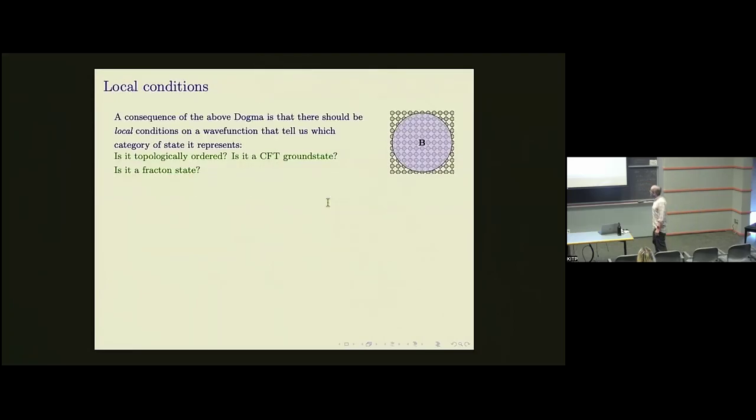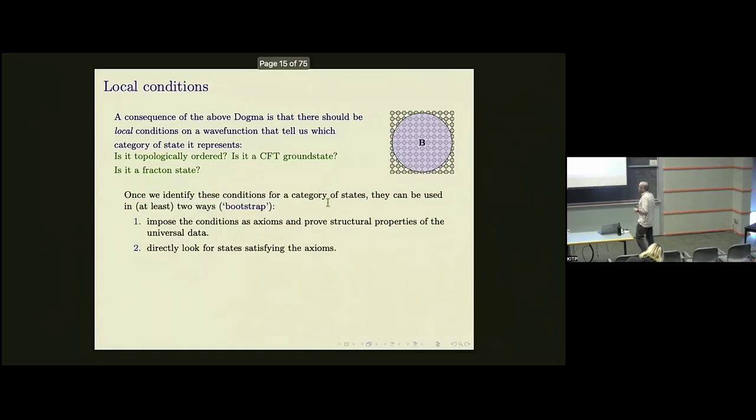Okay, so one consequence, which is the starting point of this program, of this principle, is that for each kind of state of matter, like liquid topological order, CFT ground states, or other kinds of things that I don't want to talk about, there should be some kind of conditions on the density matrix that tell you which kind of state it is. Right? Is it a ground state of a liquid topological order phase? Is it a CFT ground state? And so the program is to try to identify such conditions for a category of states.